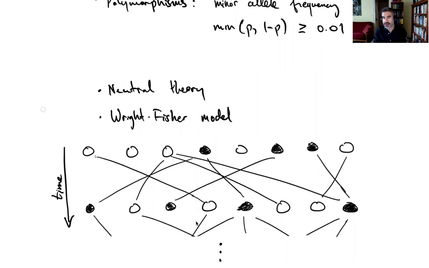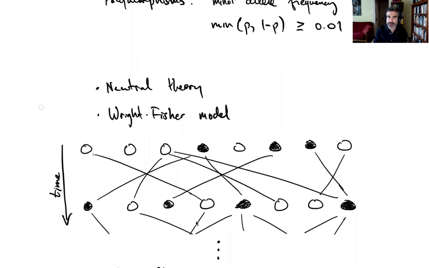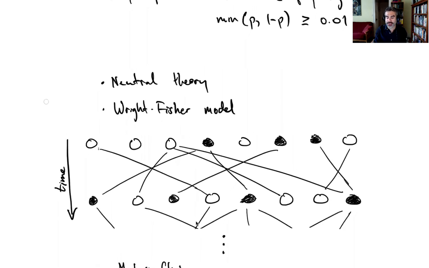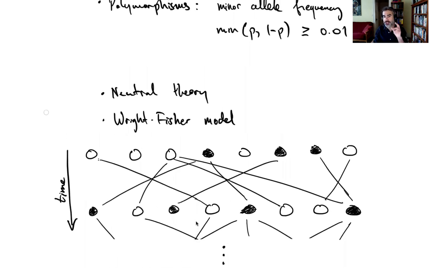Time is discrete, generations are non-overlapping, and for each new allele in the next generation, a parent is chosen independently at random from the current generation. This is an idealized model of random mating, and also of Mendelian segregation if the haploids are paired in diploid individuals. I've drawn an example schematically here.